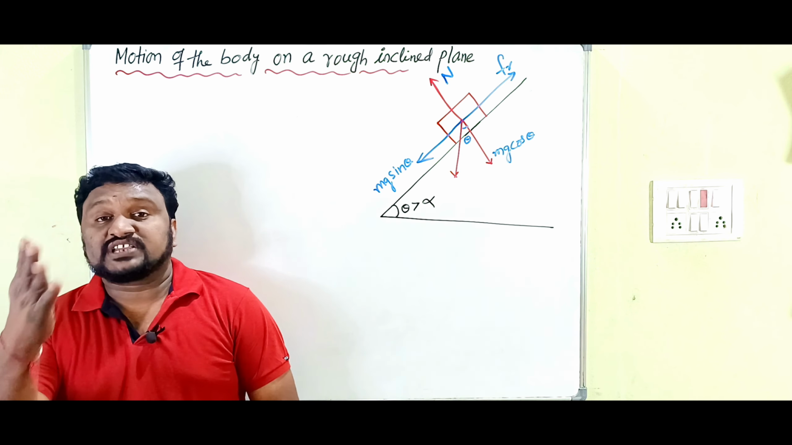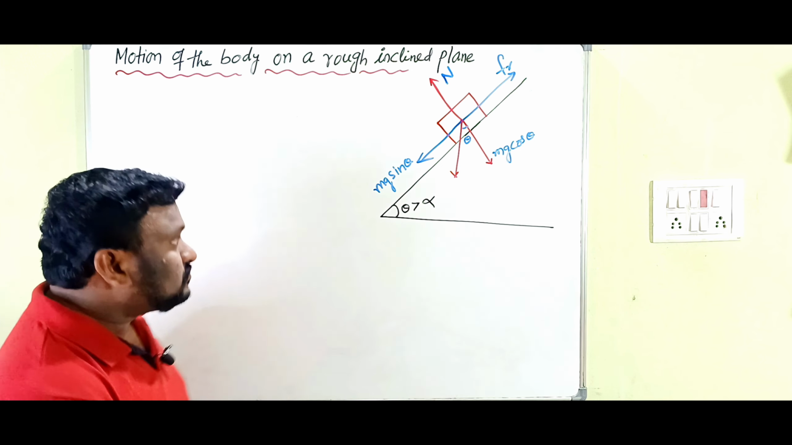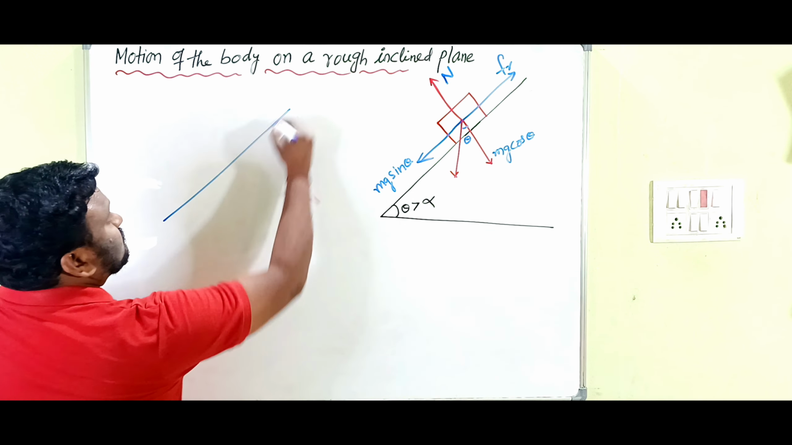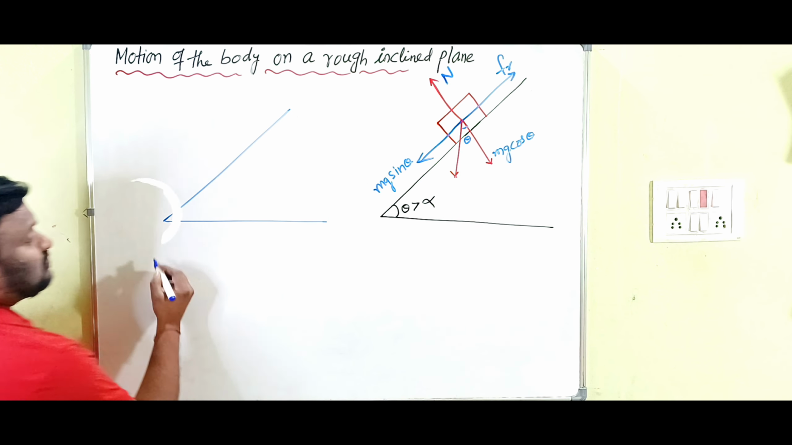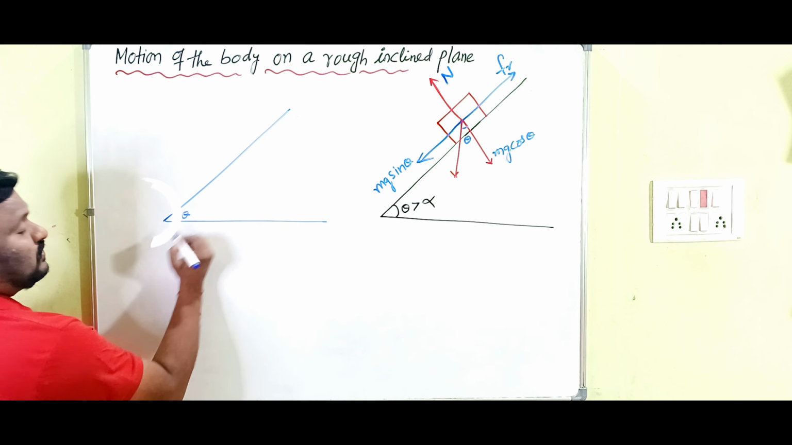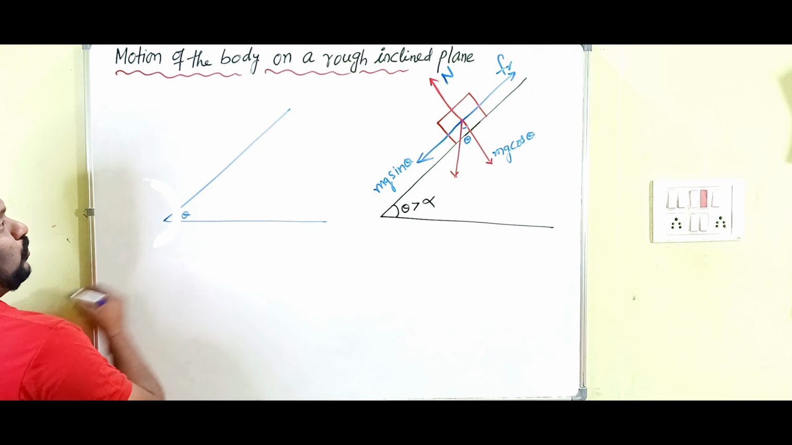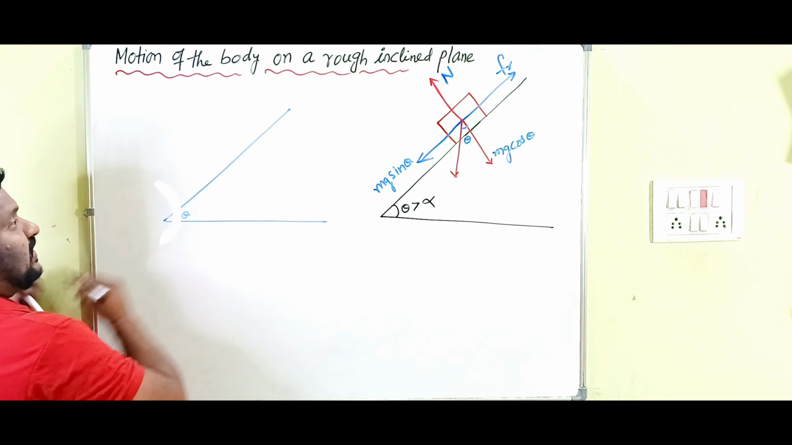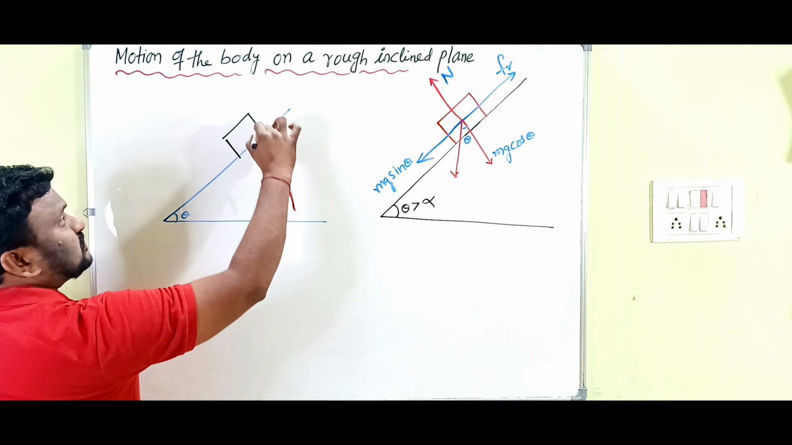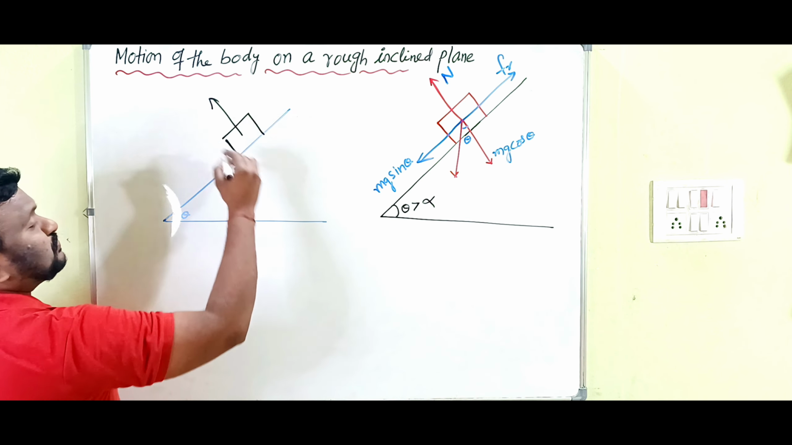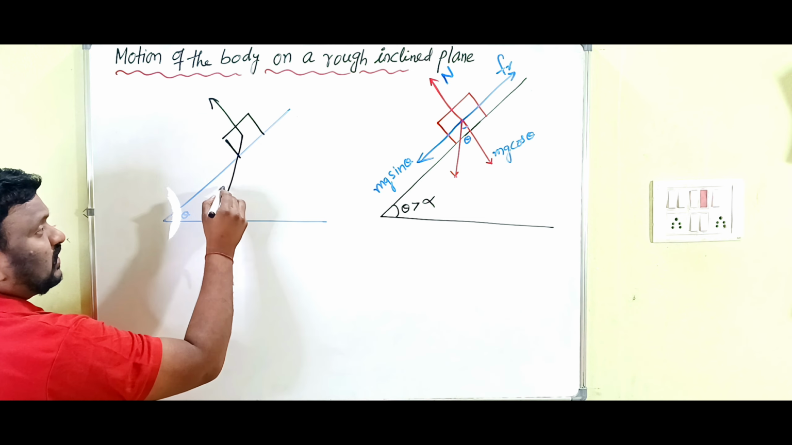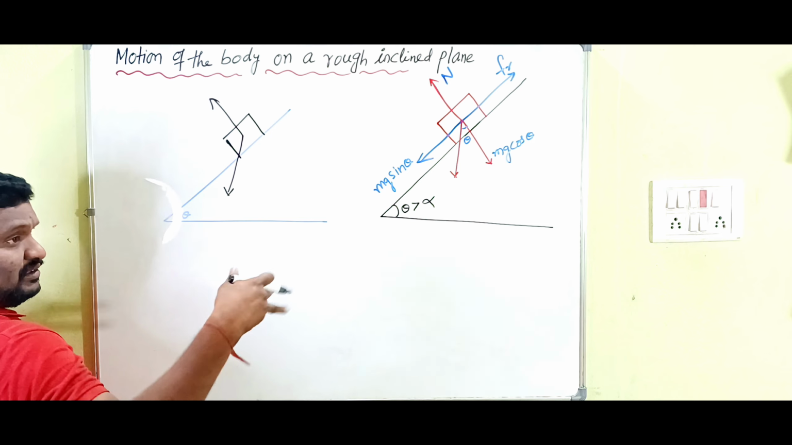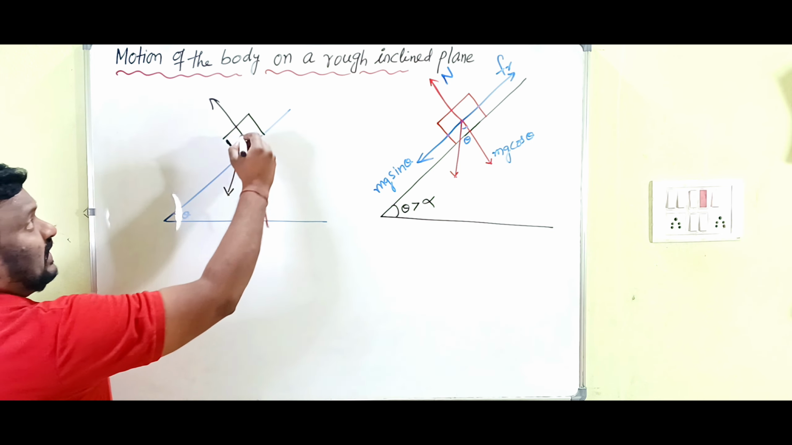Now coming to the point, children, this is a rough inclined plane and it makes some angle theta. Clear? On that, one body is there, and when it is at rest, that means it is ready to slide. When the body is ready to slide, it has limiting friction.